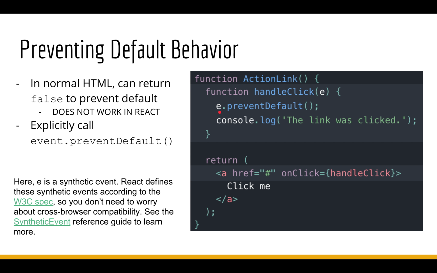And so here we see that we're preventing the default action, and then we're console logging something. And handleClick, of course, is our event handler that we're passing into the onClick of this href tag. All right, let's keep going.